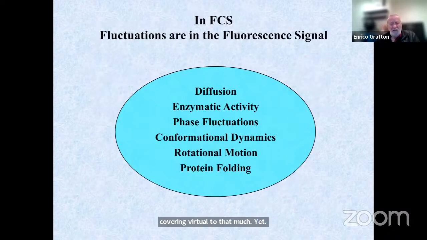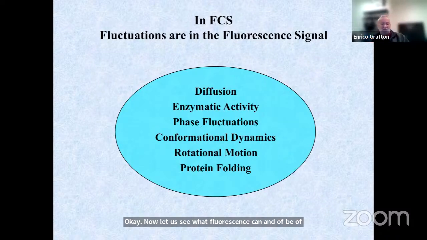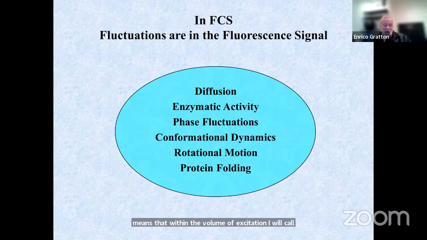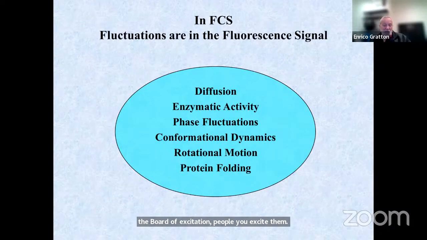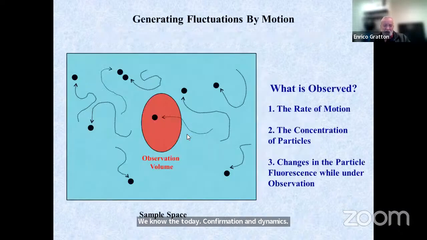Okay, now let us see what fluorescence can be observed. As we know, we can observe diffusion. So diffusion means that within the volume of excitation, I will call the volume of excitation the volume in which you excite the molecule, you can have diffusion, and diffusion will increase or decrease the number of particles, enzymatic activity, phase fluctuation, as we know today, conformation and dynamics, and rotational motion and protein form, and all those processes over there.